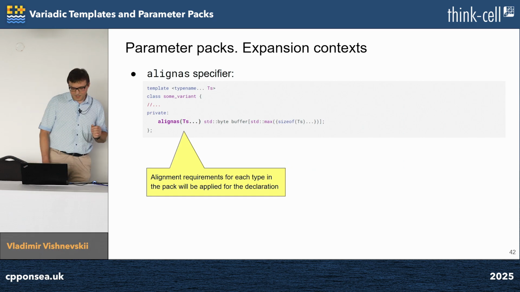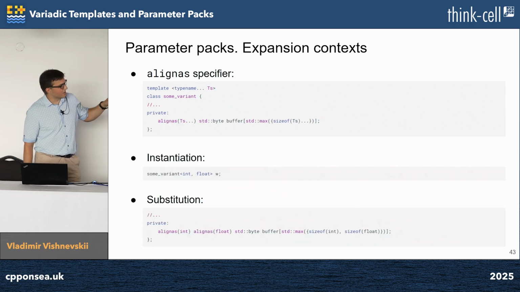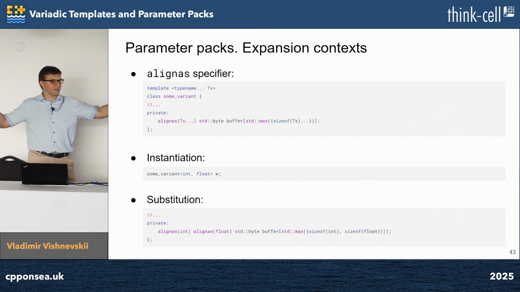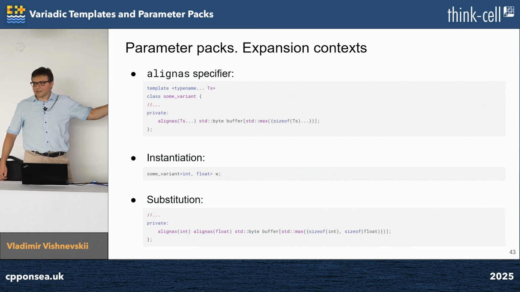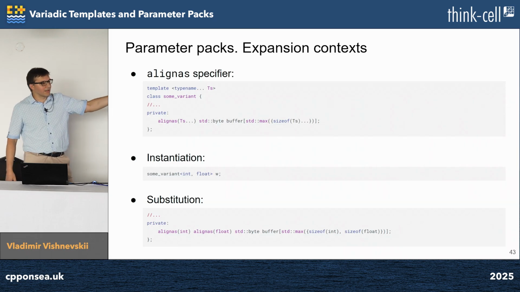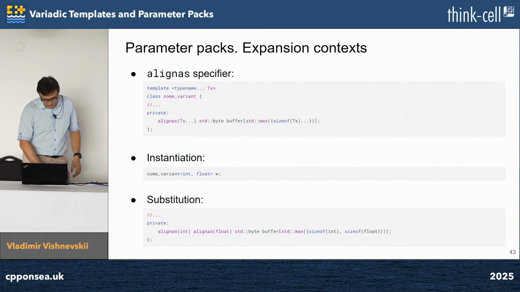The interesting thing here is that as a result of substitution, it's not that the pack is expanded within the alignment; rather, there will be multiple alignment specifiers applied to some object, because that's how the language requires the alignment specifier to be used. That means that the expansion does not always result in comma-separated expressions, but is really context-specific: how it is done and how it is handled within the specific context.